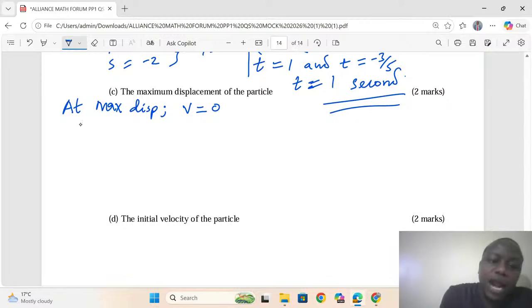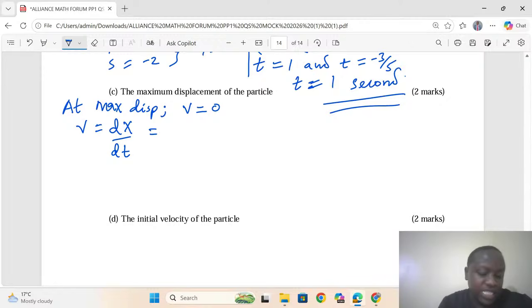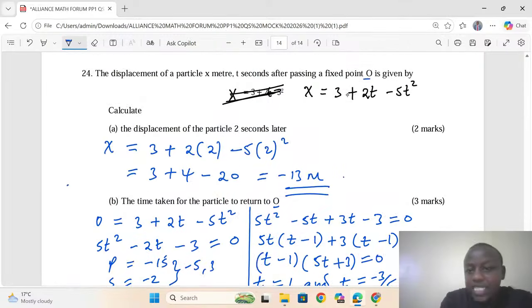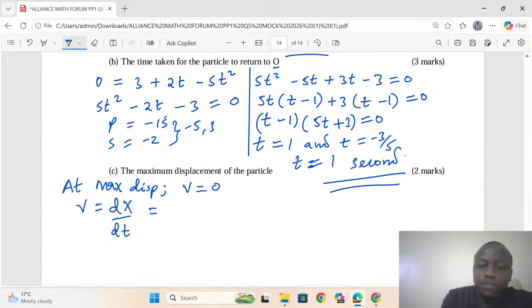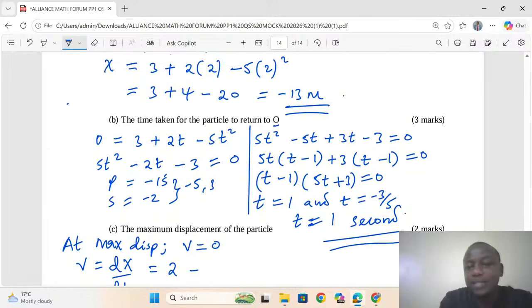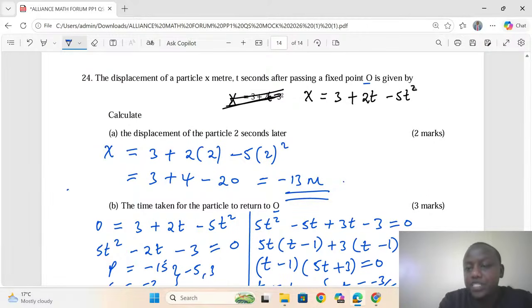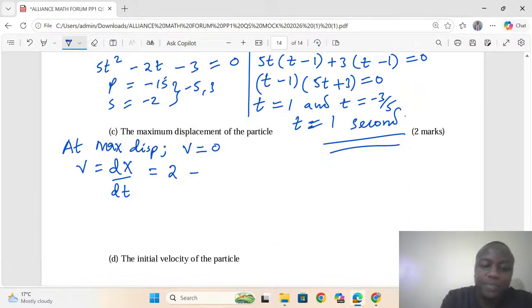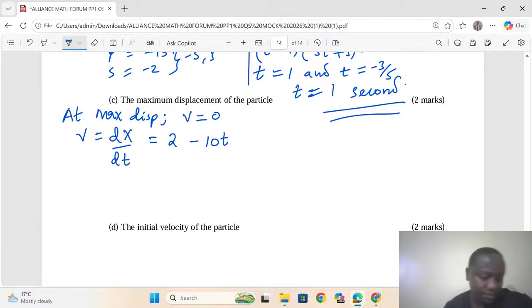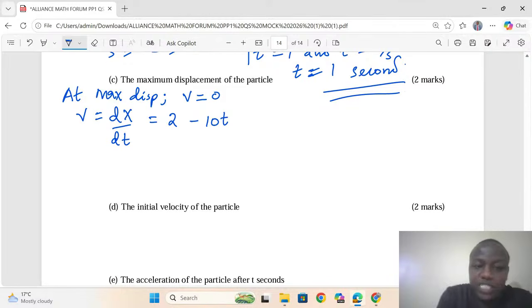So velocity is 0. How do we get the velocity function? We differentiate displacement with respect to time. When we differentiate, the constant will disappear and 2 remains alone. We shall have 2 minus, and for negative 5t squared the power 2 drops, so negative 5 times 2 is negative 10, then t will be there. Now we have the velocity function.